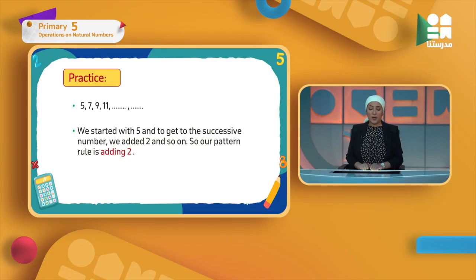We practice 5, 7, 9, 11. We started with 5, and to get to the successive number, the number after it, we added 2 and so on. Let's focus from the first number: 5 and 7. What is the relation between them? I jumped by 2, or I skipped counting by 2. And from 7 to 9, I also skip counting by 2. Then this is my pattern rule, adding 2 every time. Then after 11, I have 13 and I have 15.